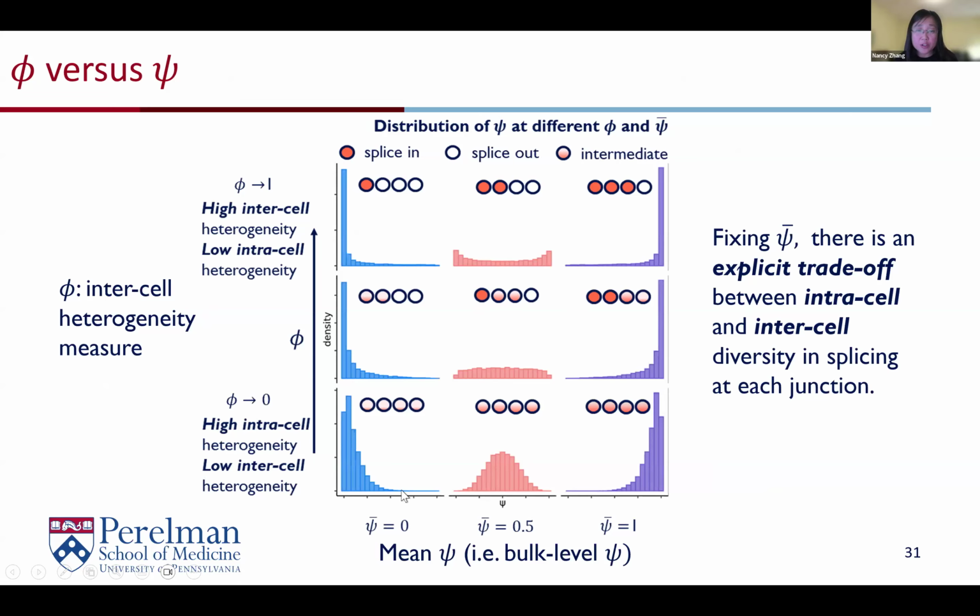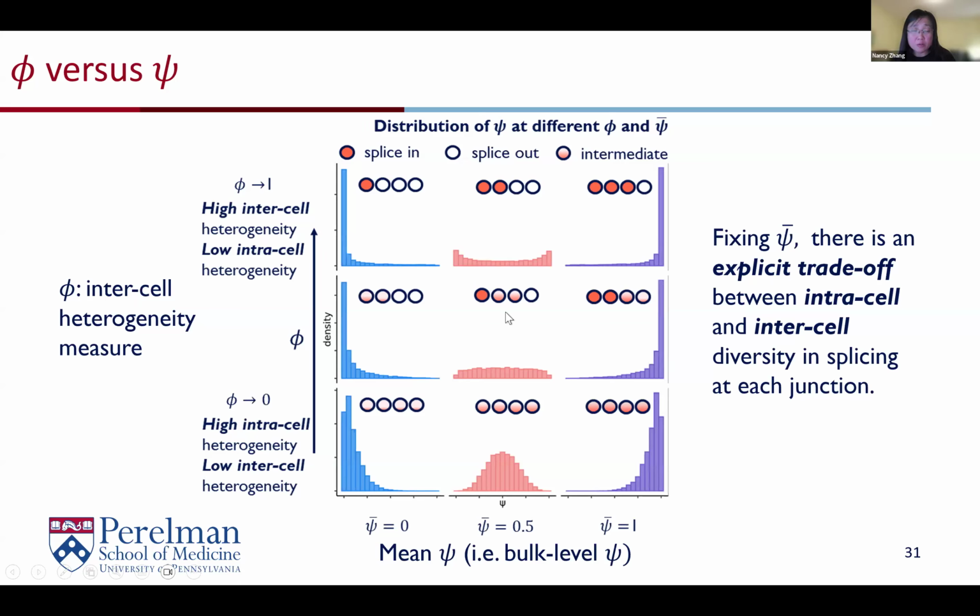So here I'm just showing you a cartoon of what it should be. Like if psi bar is 0.5, meaning the bulk splicing level is 0.5, then a low phi means that there's high intracell heterogeneity, meaning you should see this kind of curve distribution. If phi goes to 1, you should be seeing this kind of U-shaped, right? And then the bulk psi level can shift also between 0 and 1, and you see different distribution patterns.